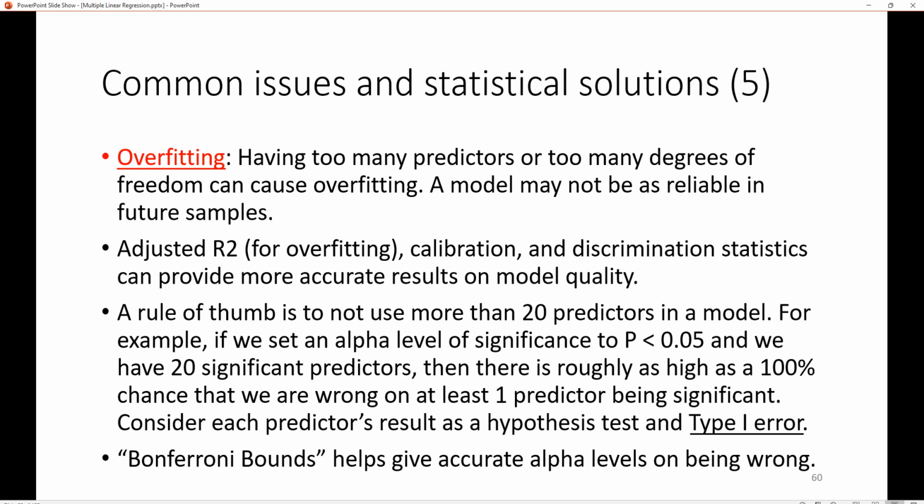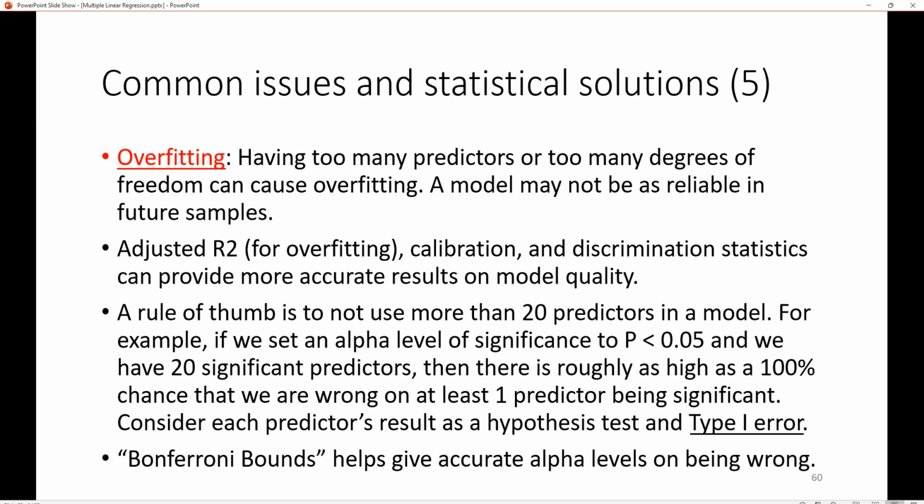For example, if we set an alpha level of significance to p is less than 0.05, if that's our cutoff, and we have 20 significant predictors, then there's roughly as high as a 100% chance that we are wrong on at least one predictor being significant. So in a regression, we have our overall model results. That tells us how good the collection of variables are working. And then for each predictor that we use, for example, if we had age and gender and health status, we have 3 predictors, and we're in effect doing 3 hypothesis tests.